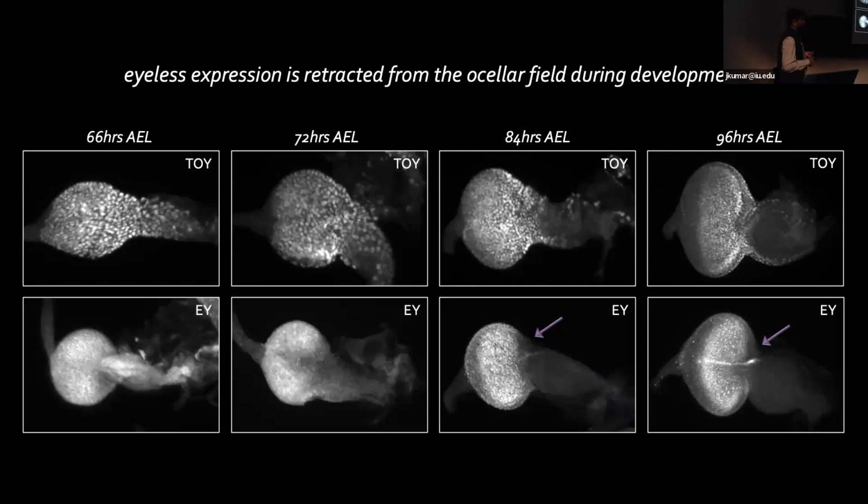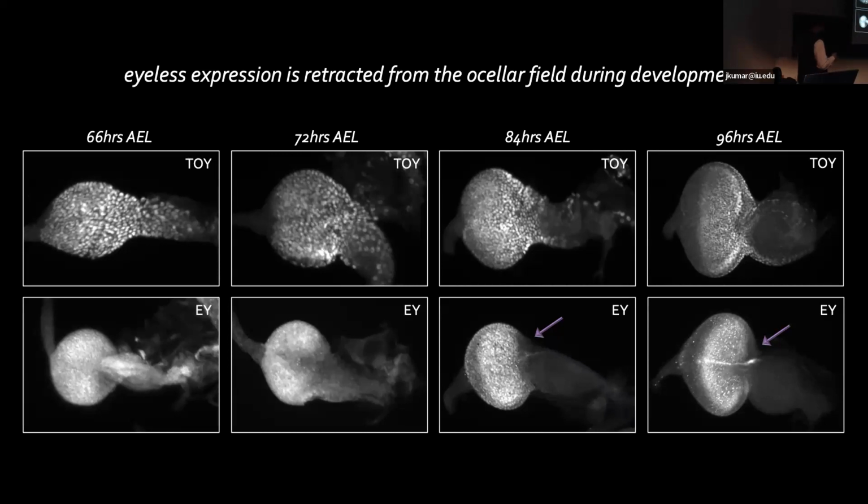If you look at twin of eyeless first, what you notice is that, as I mentioned, gene expression is throughout the entire eye-antennal disc really early. But as development proceeds, you start to retract twin of eyeless expression from the developing antennal field. However, you do have it maintained within the area that will give rise to the ocelli. And that's consistent with when you knock out twin of eyeless, you lose the ocelli in those mutants that I showed you.